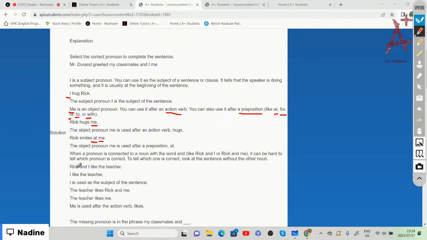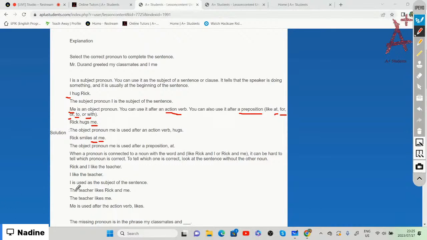For example, Rick and I like the teacher, right? Which means that if you reread that sentence, Rick and I like the teacher, it's the same as saying, I like the teacher, but now you're just including Rick also. So in this sentence, I is the subject pronoun. It tells us that the speaker is doing something. The speaker likes the teacher, right?